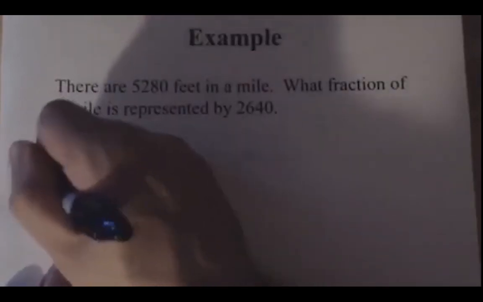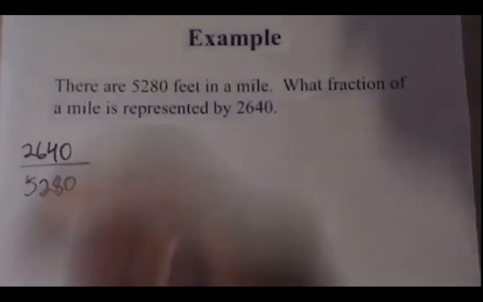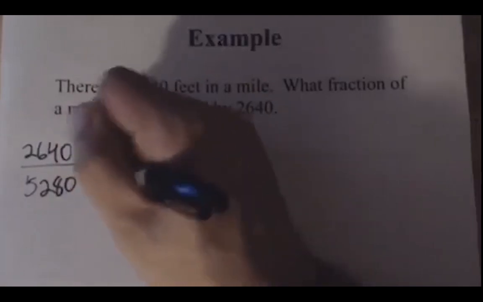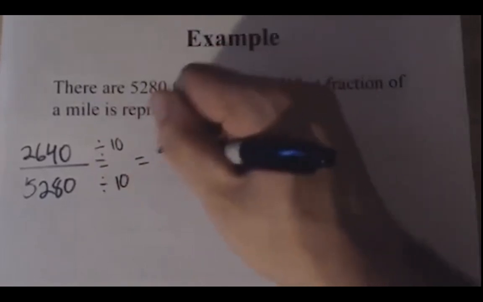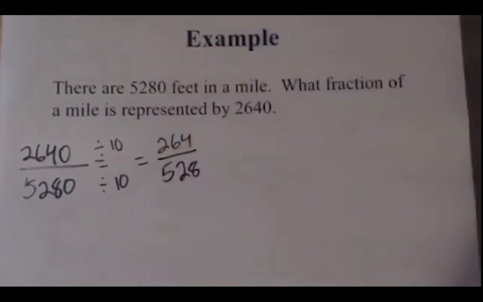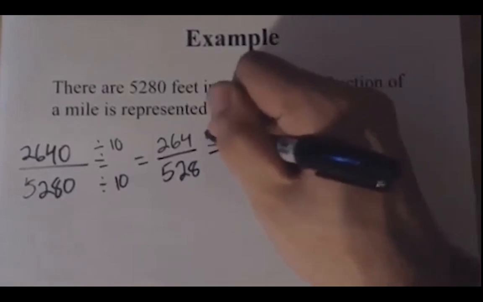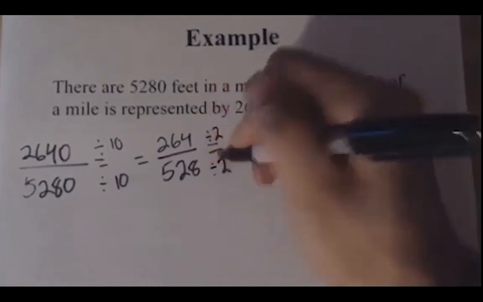So what fraction of the 5,280 is 2,640? First of all, they both end in 0. So let's divide both by 10. That's going to give us 264 over 528. And now they're both even. So let's divide top and bottom by 2.